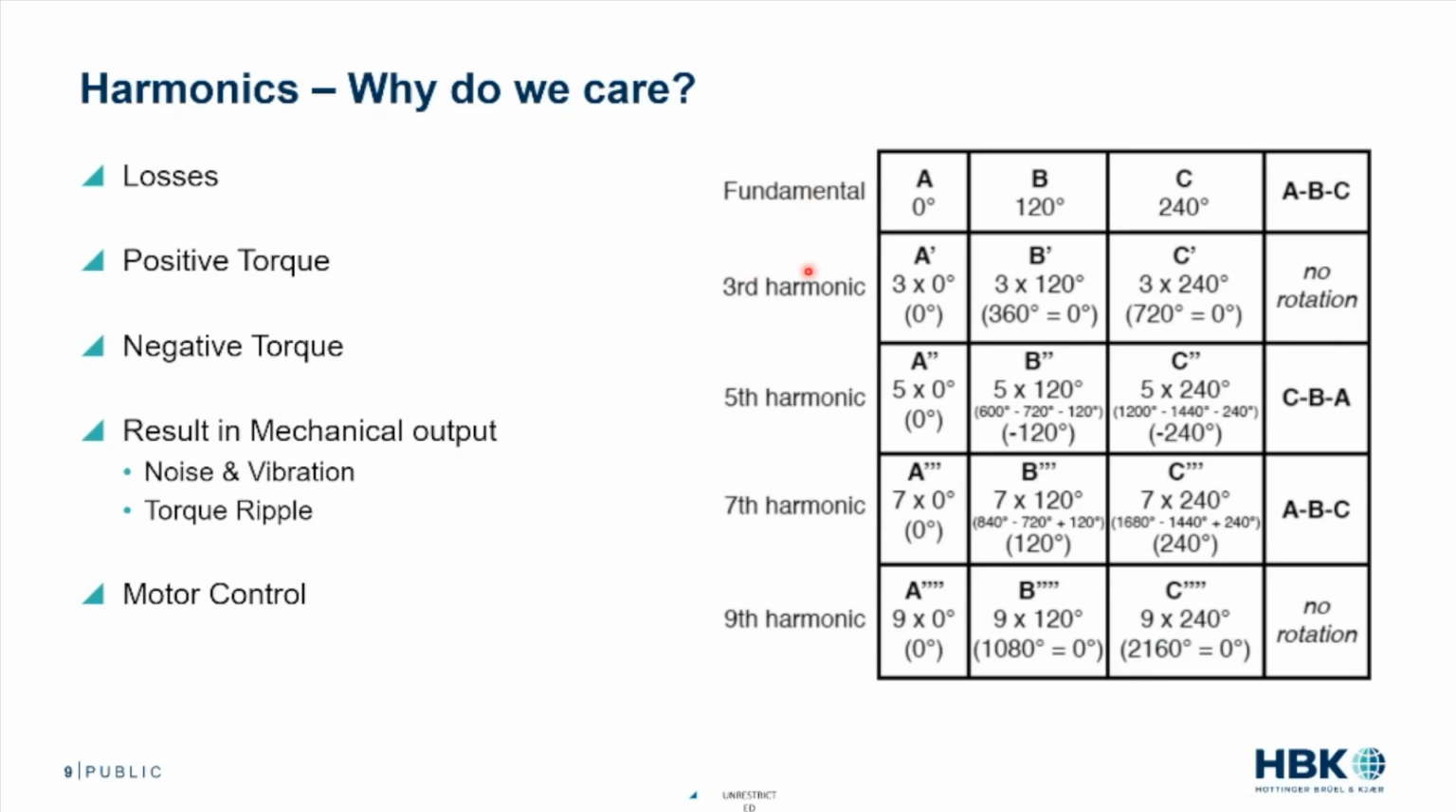So we care because some of these can cause problems. If the third is there, that can cause a problem. If the ninth is there, that can cause a problem because something's out of balance. If the fifth is there, we might need to reduce it because the fifth is causing some negative torque or vibration or torque ripple. So, this is why we care, because we want to mitigate or we want to use things to our advantage.